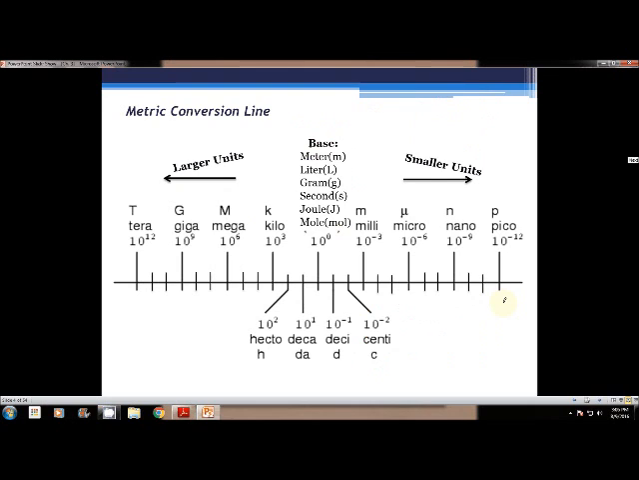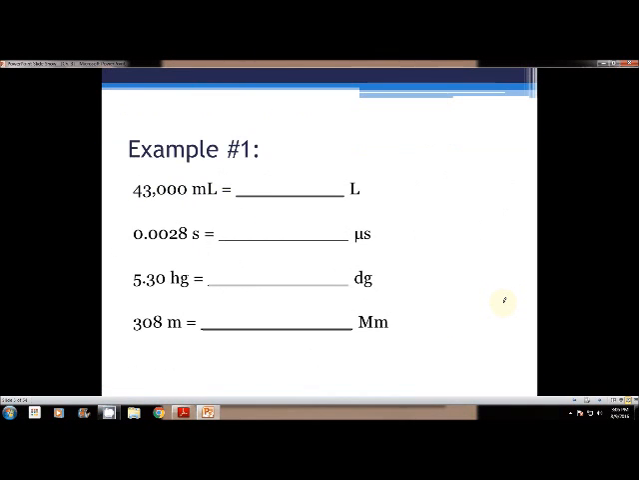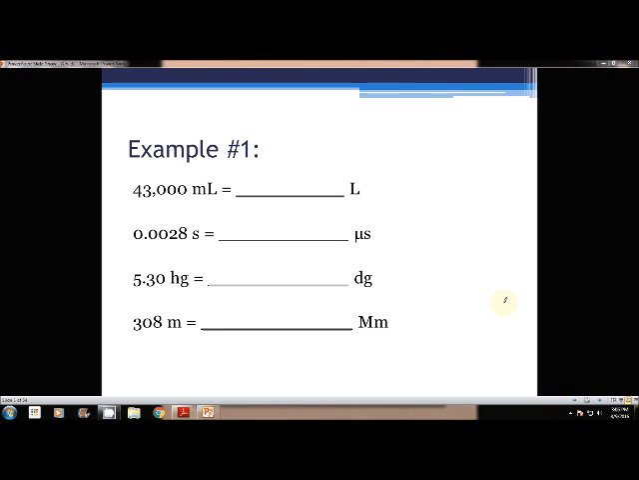Here we go. Let's try. So we have these 4 things to do, and when you look at it, this is our start side, because we know these numbers, right? And then this is our end side. So on our metric conversion line, we have to figure out, okay, we're starting here and we're ending here. So then it tells us how many spaces we have to move our decimal, okay?